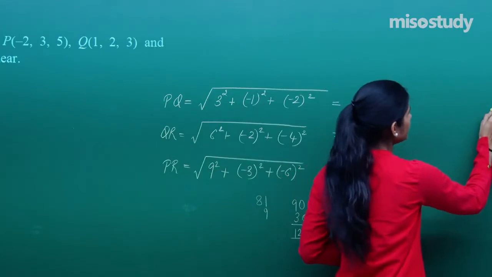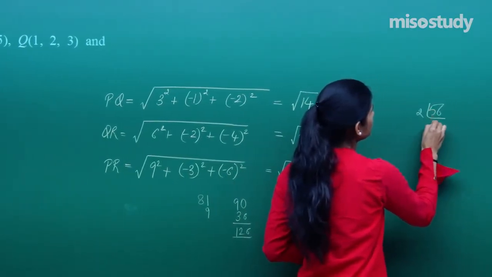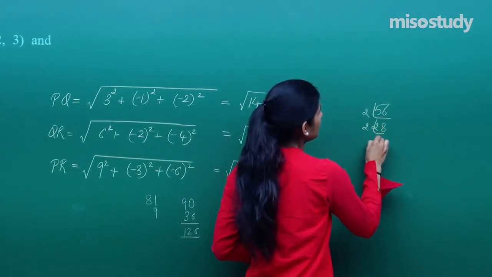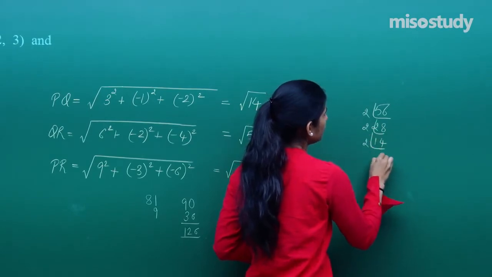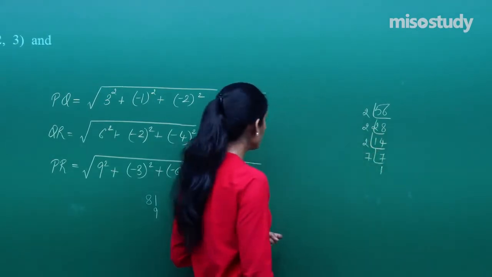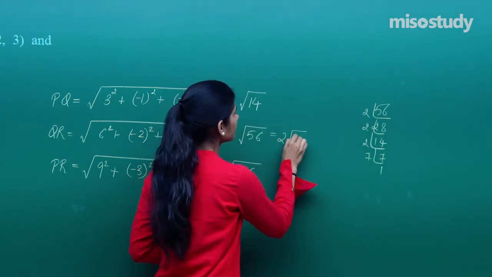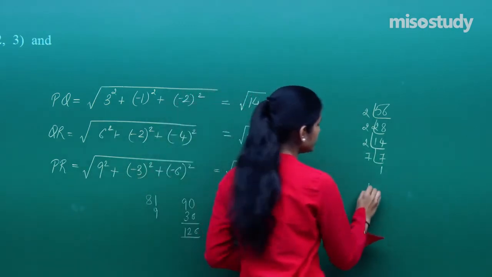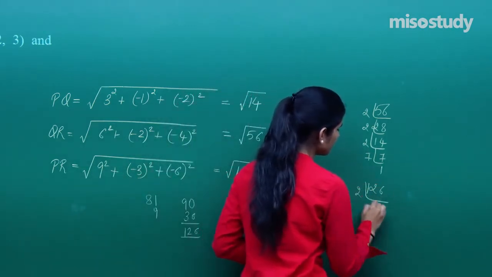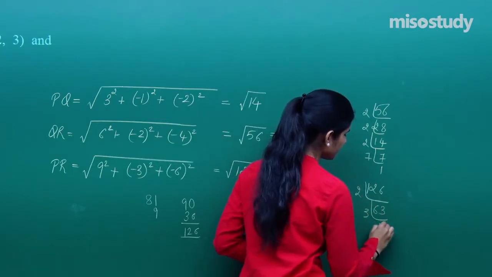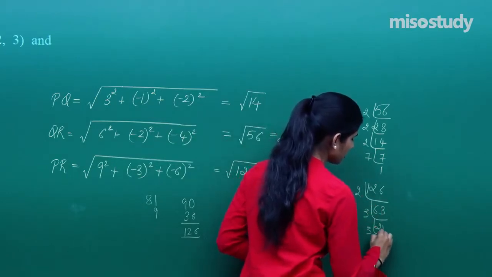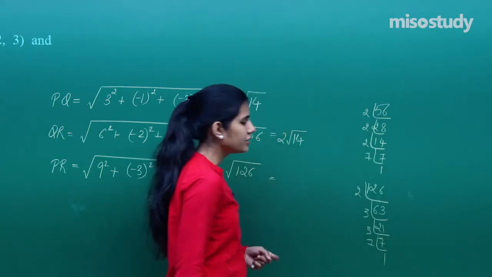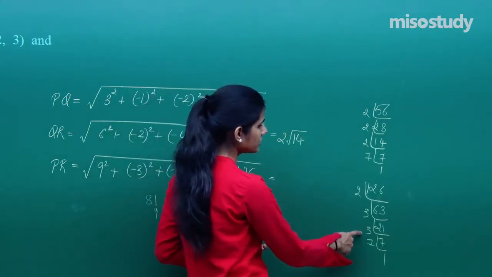If you talk about 56, let's try to see what this comes out to be. So this is 2 root 14 and 126 comes out to be what? It comes out to be 3 root 14.